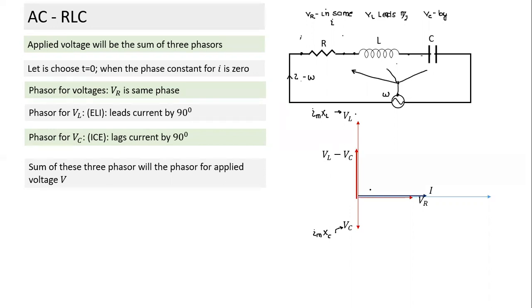Now we are left with these two vectors. Which two vectors? This plus VR. So what is the vector sum? That's this vector sum. So this becomes my applied voltage. The length of this phasor represents the amplitude of voltage, and this angle will represent the phase difference between the applied voltage and the current.